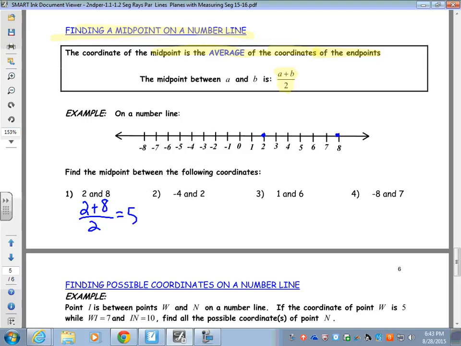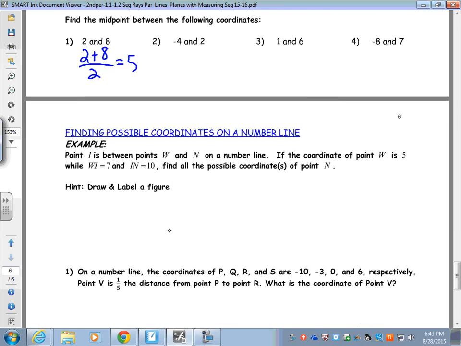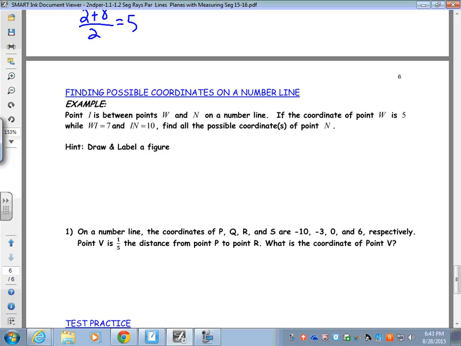I think you can do these. Go ahead and do those. We will check them in class. Okay? What I want you to make sure you know is how to find possible coordinates on a number line. Think about a number line. It extends forever in either direction.